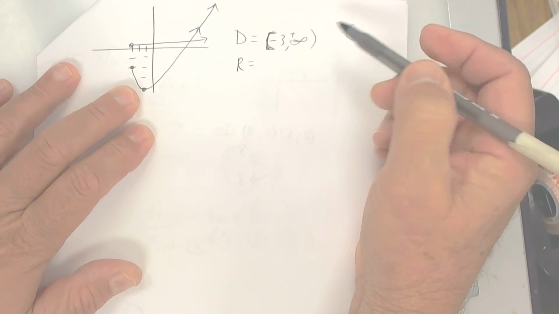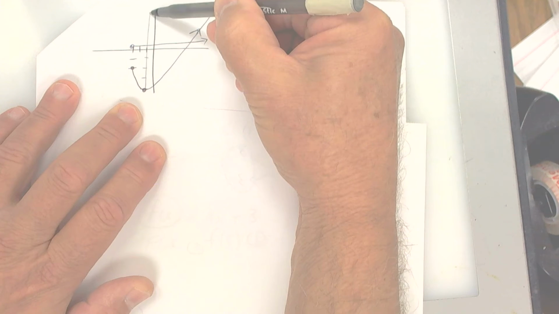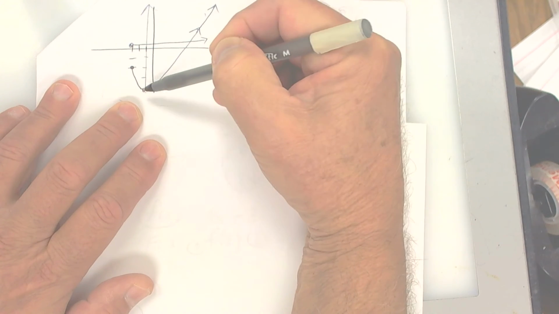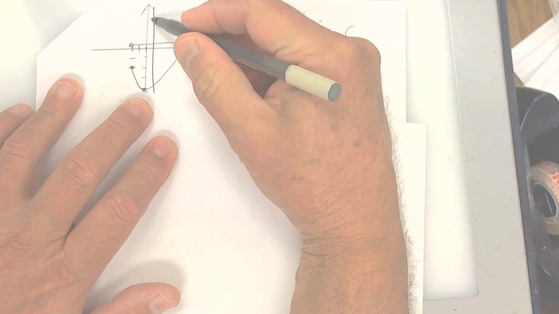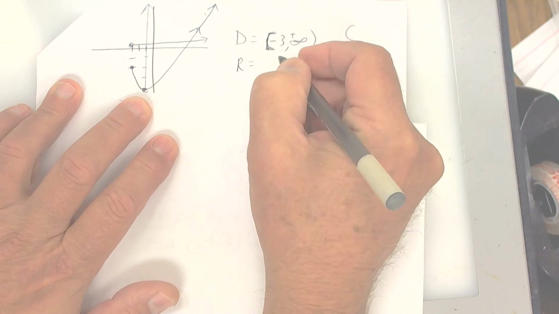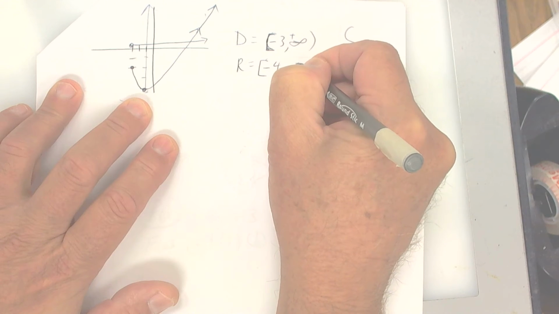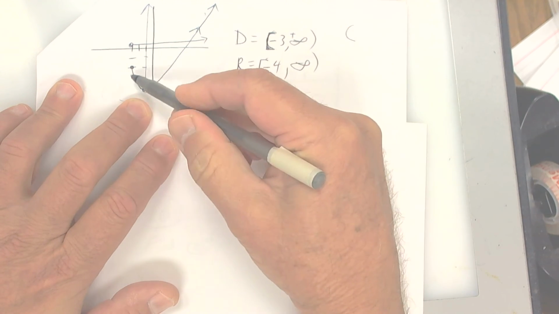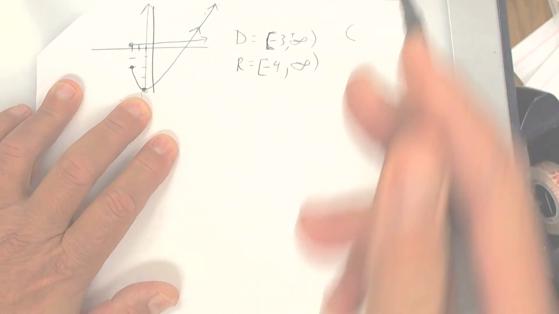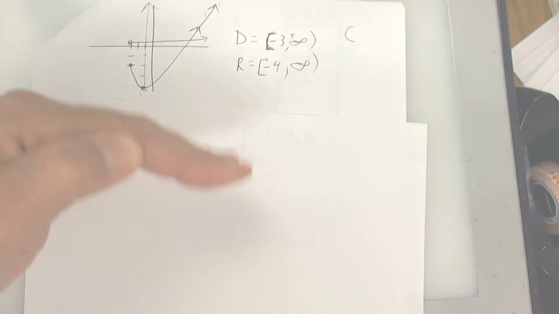The range is your y. So it starts down here and goes all the way up to infinity. The lowest point is a negative 1, 2, 3, 4. So it starts at negative 4, inclusive, and it goes to positive infinity. All the way up, because that just keeps going. So your domain is your x, and your range is your y.